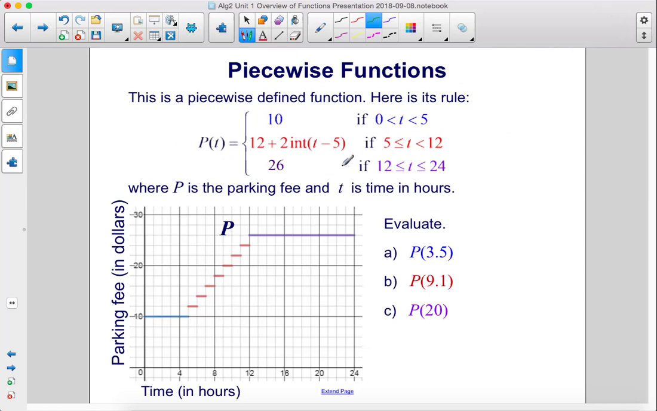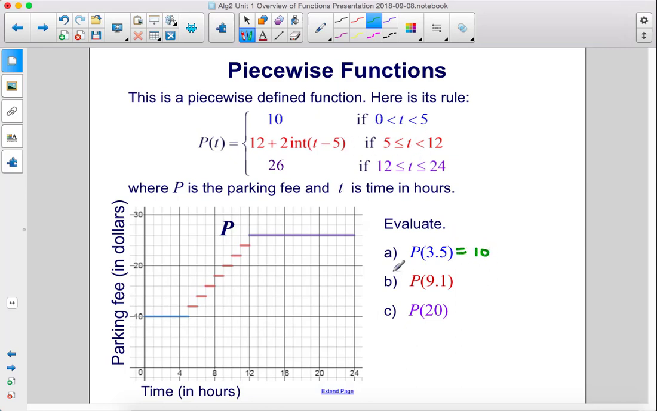This is a piecewise defined function. Here's the rule. It's 10 if t is between 0 and 5. It's 12 plus 2 int of t minus 5 if t is greater than or equal to 5 and less than 12. And it's 26 if t is greater than or equal to 12 and less than or equal to 24, where p is the parking fee and t is the time in hours. So we're going to evaluate at 3 different t values. When t equals 3.5, that's between 0 and 5. The answer is 10.